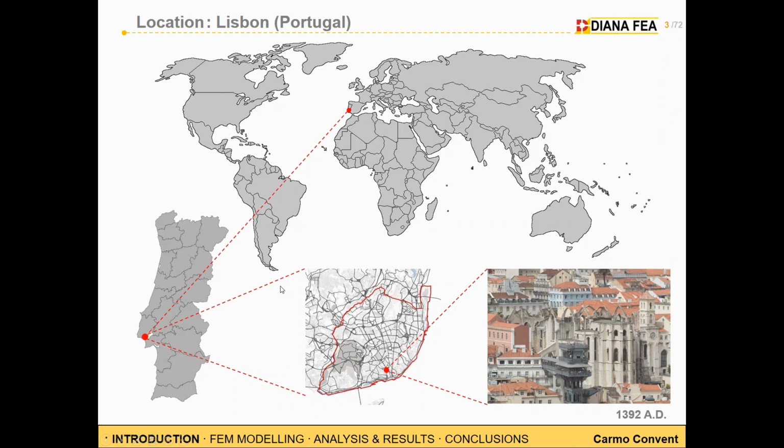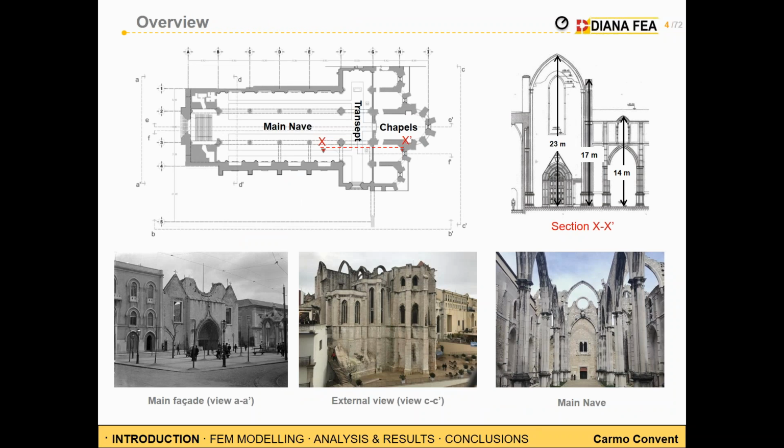The Church of Carmo Convent is located in the center of Lisbon city, and it is one of the most visited attractions of Lisbon, and it was built at the end of the 14th century in a Gothic and Neo-Manueline architectural style. As you can see from this picture, the church is very complex. It has 3 naves, 1 transept and 5 chapels. It is just the very traditional Latin cross plan of the Gothic churches.